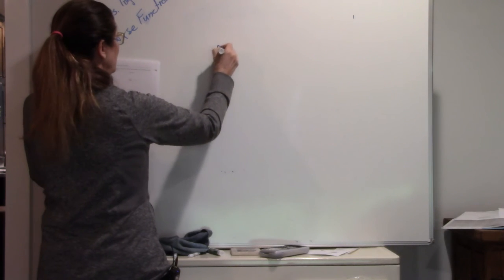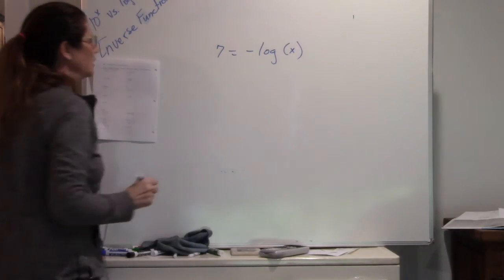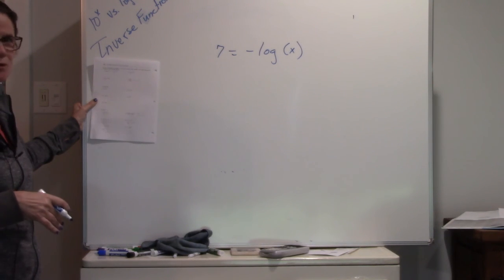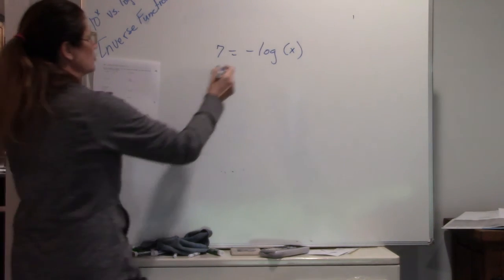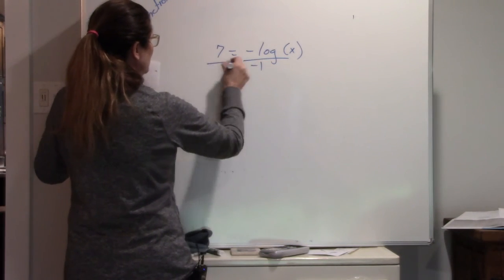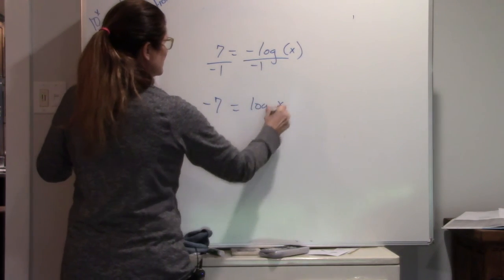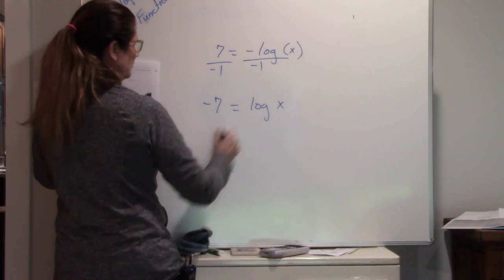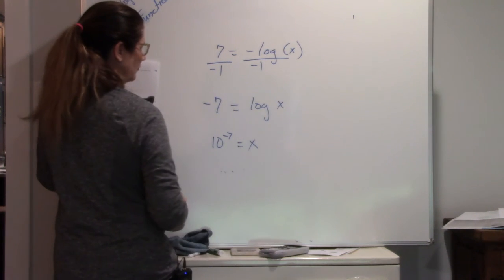We have 7 equals negative log of x. All right, so just like we can't do anything until the base 10 is by itself, we can't do anything until our log is by itself. So I'm going to divide off my negative 1. So I get negative 7 equals log of x. Negative 7 is my exponent. Base is 10, so 10 raised to the negative 7th gives me x.